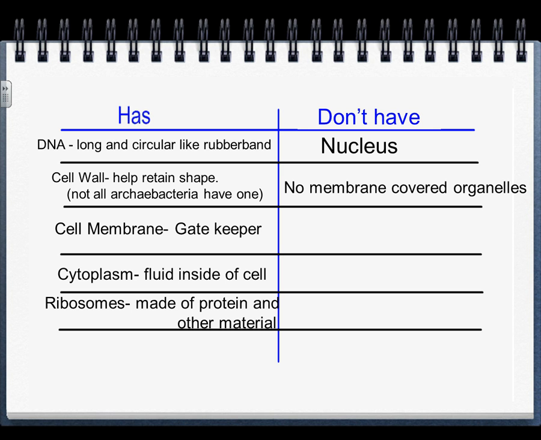Eubacteria and archaebacteria. The last thing here, flagellum. Most of them have a flagellum, not all of them. But the flagellum facilitates movement. So it's kind of like a tail. It's right there. So it kind of looks like a tail, and it's for helping bacteria to get around. Some have more than one flagella.